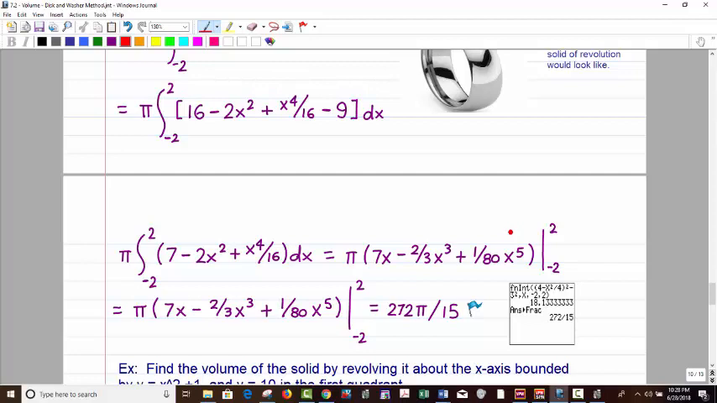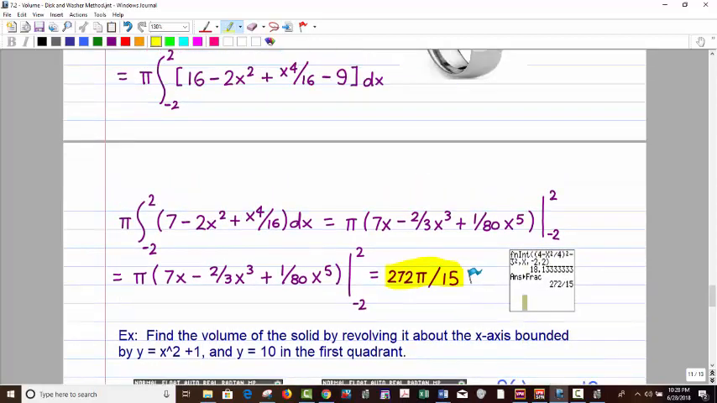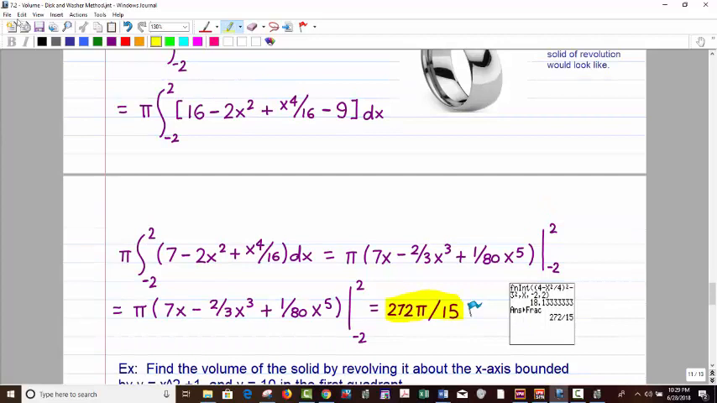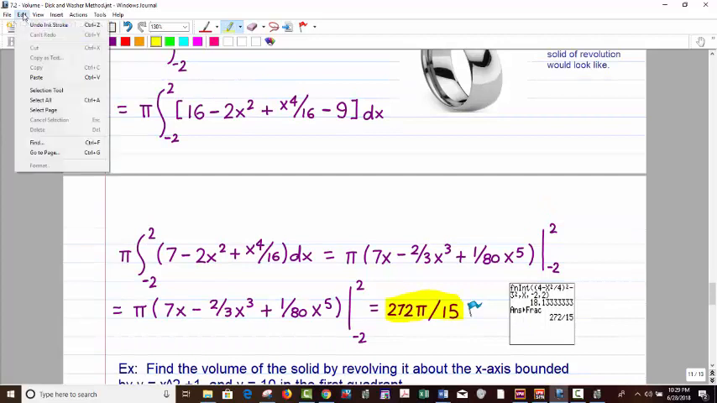Okay, I'm not going to go through all the gruesome details on this one, but once again, it's just basic Cal 1 antiderivative. And it yields that answer, which so does the F and N in the calculator. 272 pi over 15.